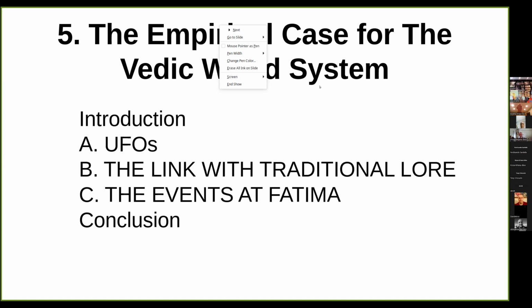This chapter is entitled The Empirical Case for the Vedic World System. So this is the outline. He has a little introduction, and he has 4 sections: UFOs, the link with traditional lore, the events at Fatima, and a conclusion.